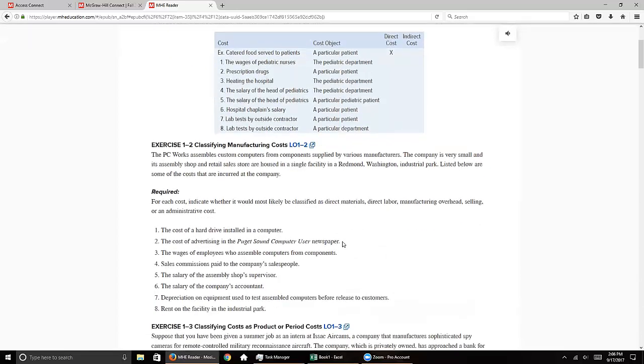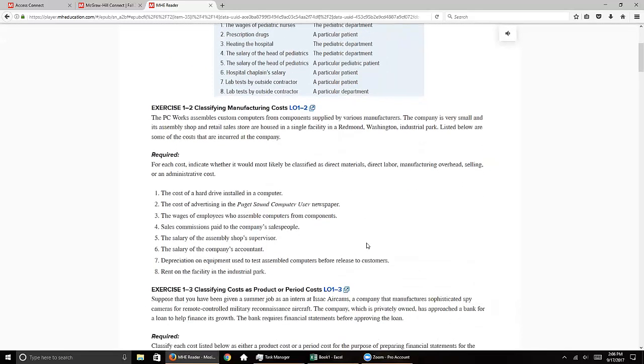So the biggest parts of chapter 1 are making sure we understand the difference between direct and indirect costs, and then product versus period costs, right? Manufacturing and non-manufacturing, and really everything that fits within those classifications as well.